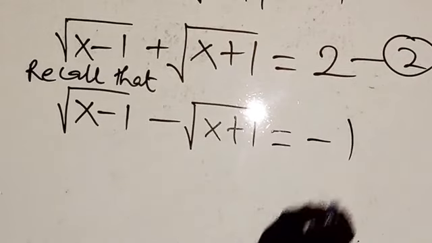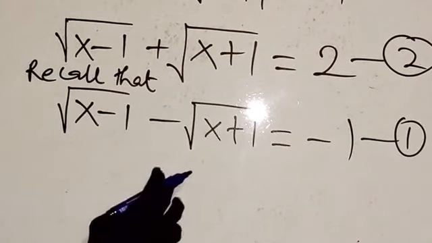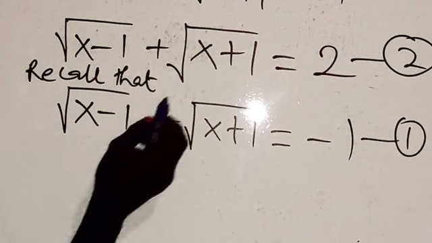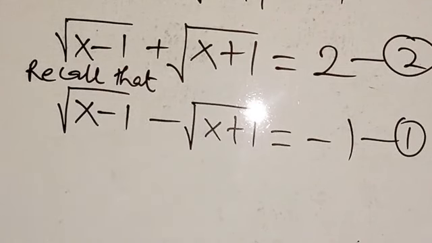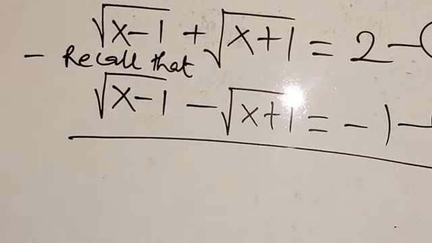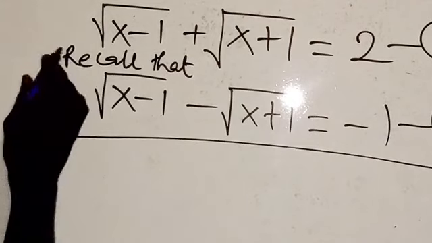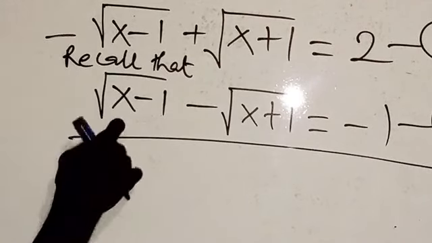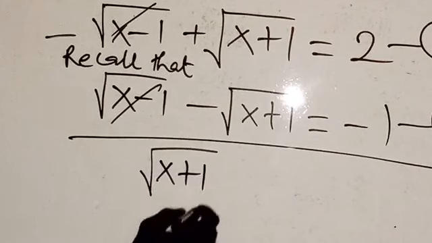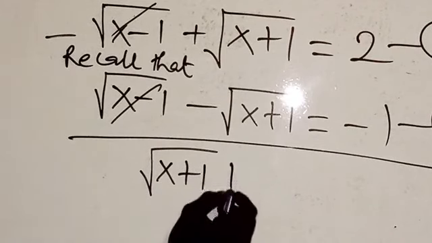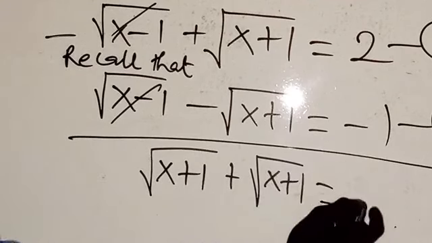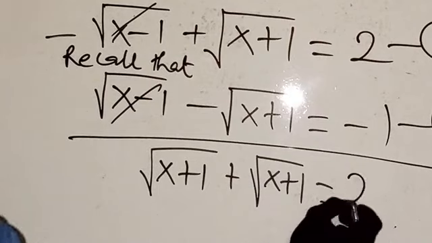Now let's try to see. We have root x minus 1, we have root x plus 1, we have x plus 1 here. So what are we going to do? Let's try to subtract. If I do subtraction here, this and this cancel. We're going to have root x plus 1, then minus times minus will give plus, root x plus 1, equals minus times minus, that will be plus. So those are 2 plus 1, 2 plus 1.